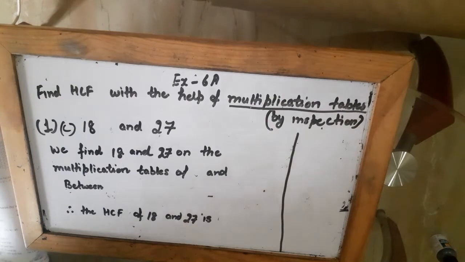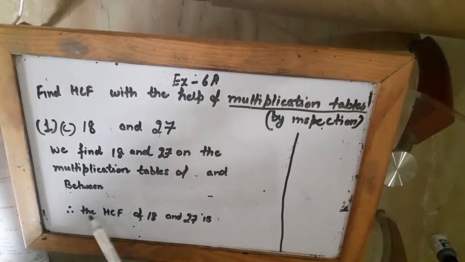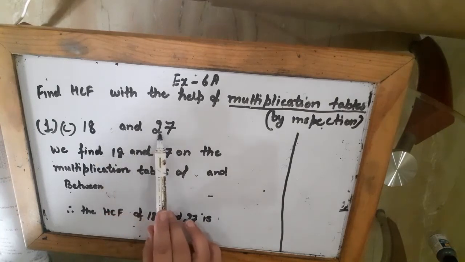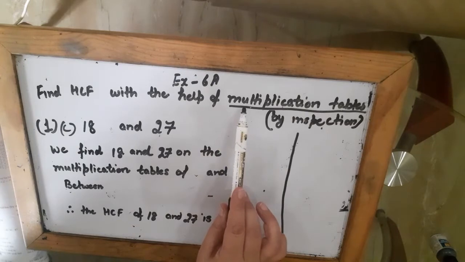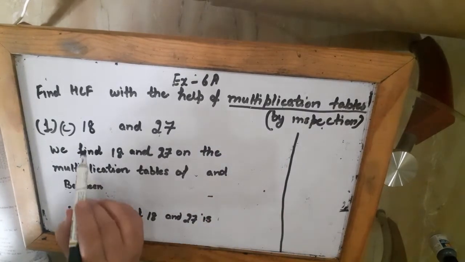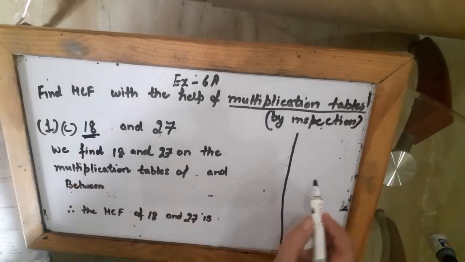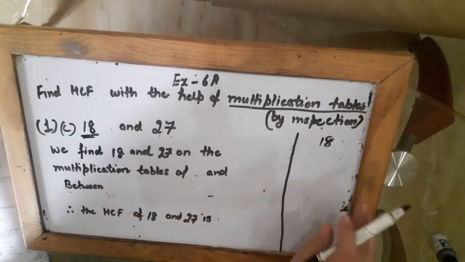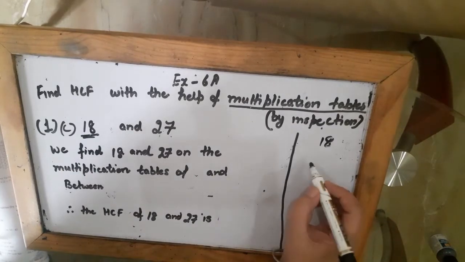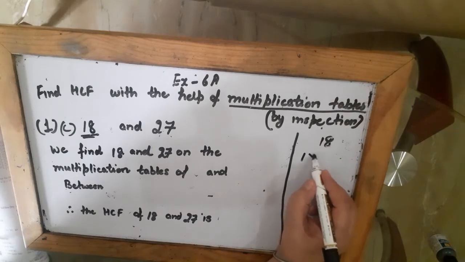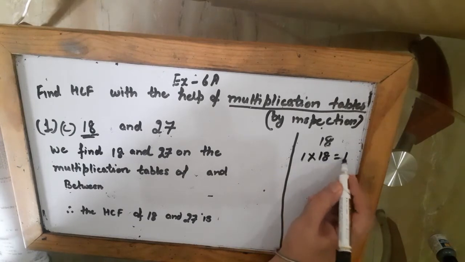Now let me take one more example. This time I have taken the numbers 18 and 27, and I have to find out the HCF of 18 and 27 by which method? By using the multiplication tables. So what did I tell you? You take the smaller number, which is 18. Out of these two numbers, smaller is 18, and list out the factors of 18 with the help of the multiplication table. Like 18 goes on the table of 1: 1 18s are 18.